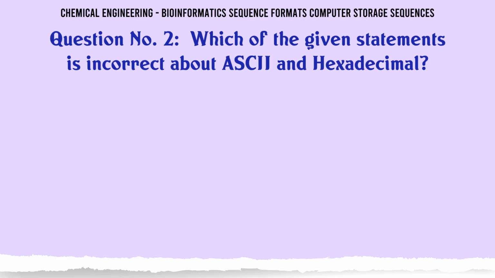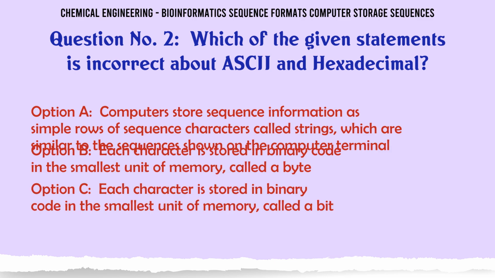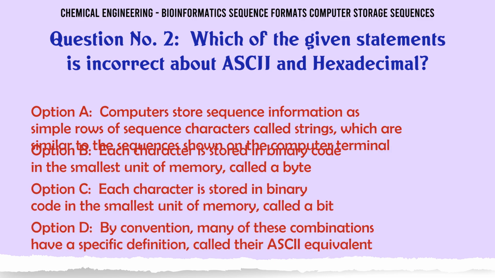Which of the given statements is incorrect about ASCII and hexadecimal? A. Computers store sequence information as simple rows of sequence characters called strings, which are similar to the sequences shown on the computer terminal. B. Each character is stored in binary code in the smallest unit of memory called a byte.